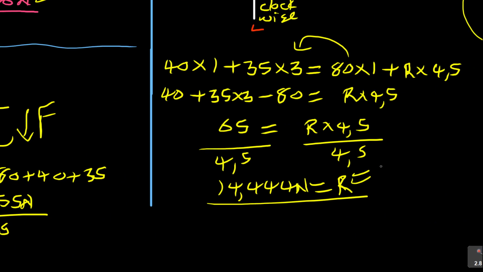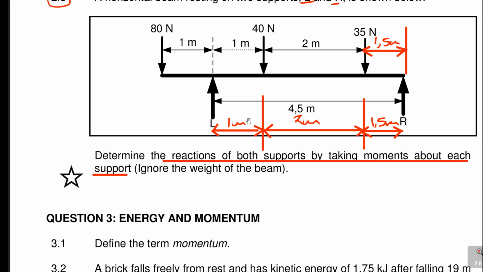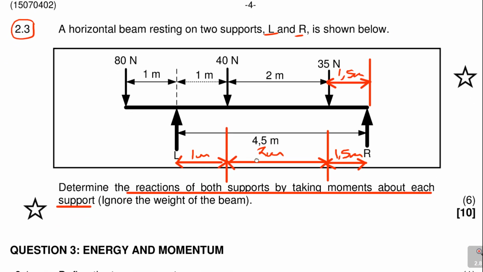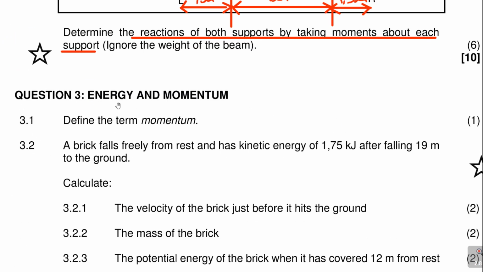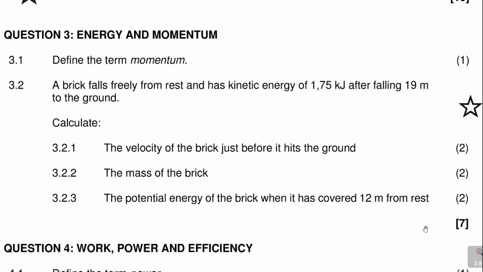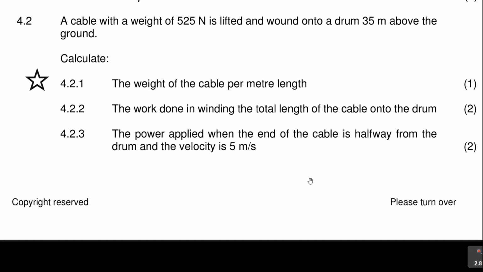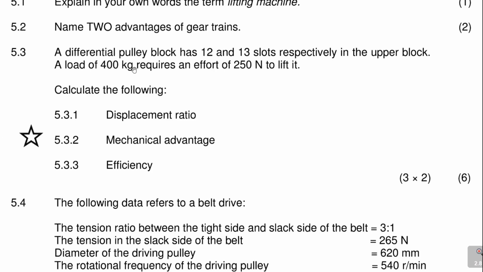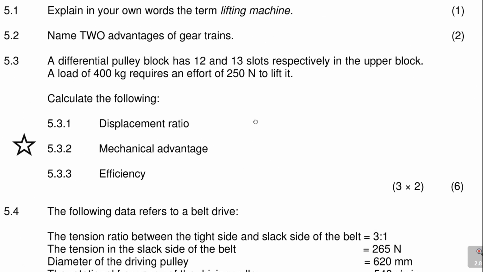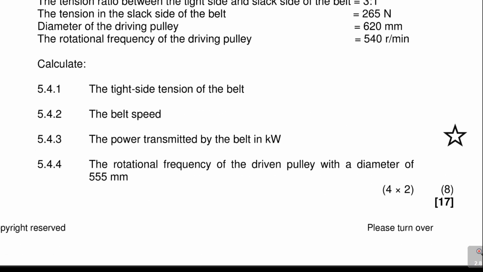Alright, guys, we have come to the end of our lesson where we're looking at this question. Now let me just clarify a few things. Next is question number 3, energy and momentum. You can see it's 7 marks, and then we go on further to look at work, power and efficiency, question number 4, which is 10 marks. We continue. The one that takes more marks is always mechanical drives and lifting machines. It's 17 marks until the end of this paper.